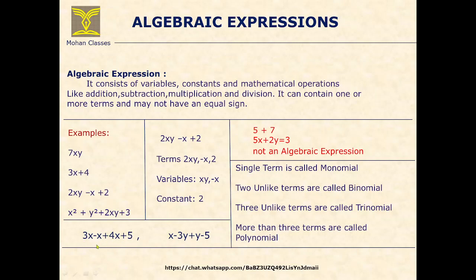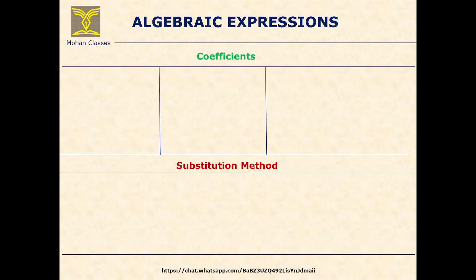So this 6x plus 5, it is a polynomial. Here you see, it is having 4 terms, but actually minus 3y plus y will come as minus 2y. So it is also called a trinomial, even though it is having 4 terms, it will be called a trinomial.